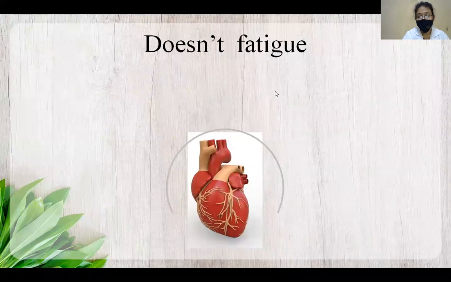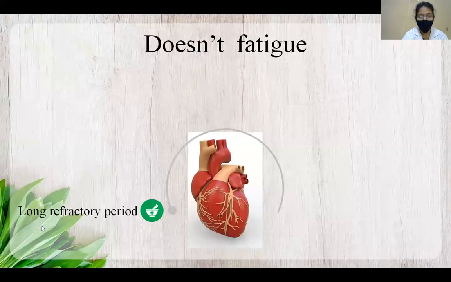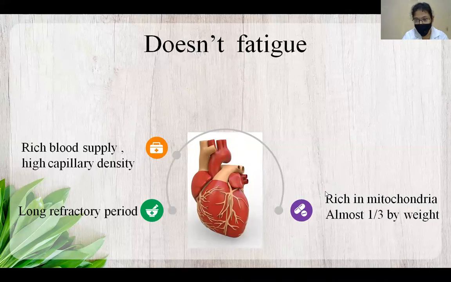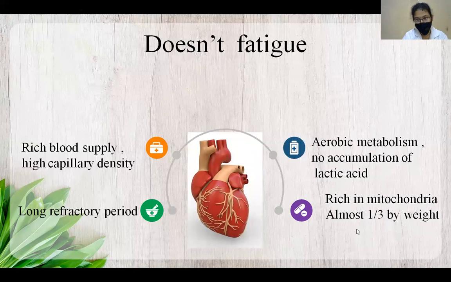And we attribute to the long refractory period that the heart doesn't fatigue. Why does it occur? First is the long refractory period. Second, the cardiac muscle has a rich blood supply and high capillary density, so the metabolic demands are fulfilled adequately. There are a lot of mitochondria in cardiomyocytes, which correspond to almost one third of the cell by weight.